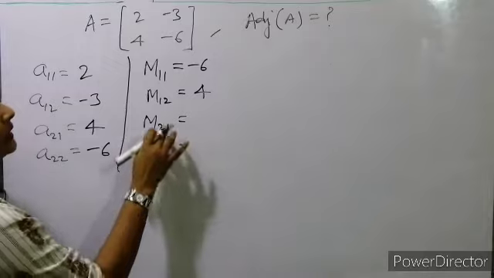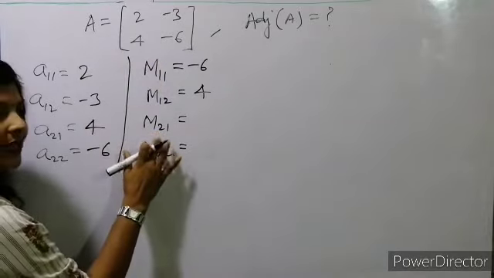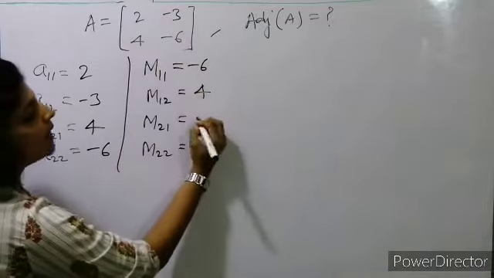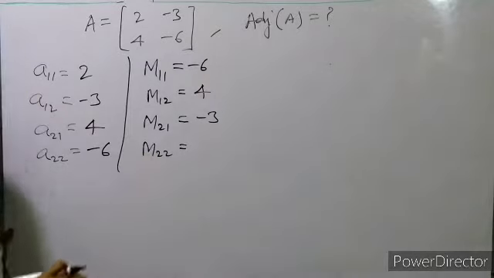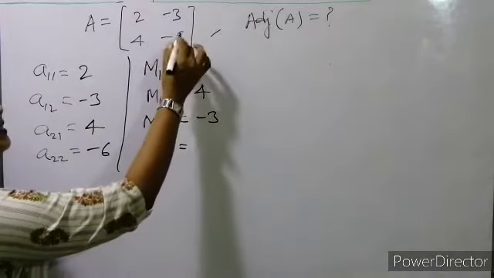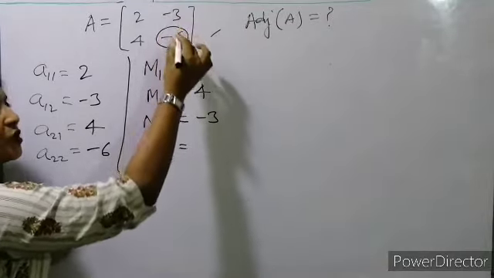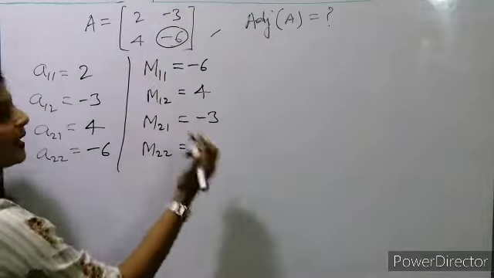Similarly, M21, that is 4, will hide 2 and 1, second row and first column will hide. Okay, what we are getting, we'll get -3. Now M22, so last one, that is -6. So -6 is here, this is 2 2, second row and second column will hide. What is left behind, that is 2.